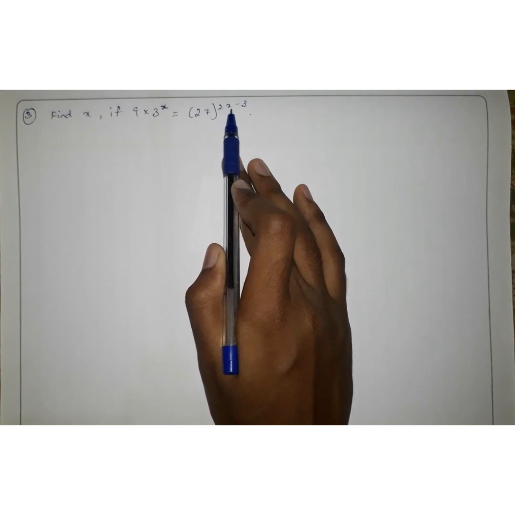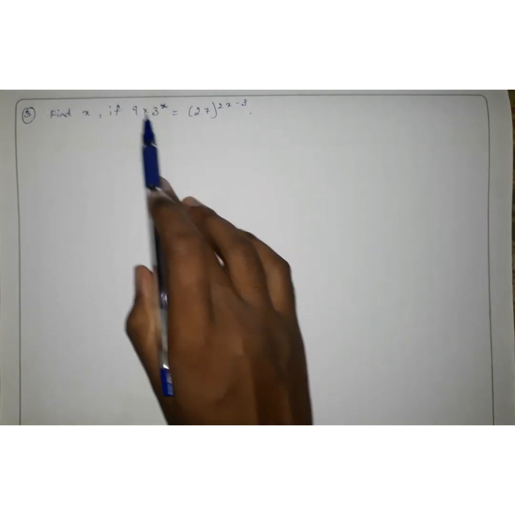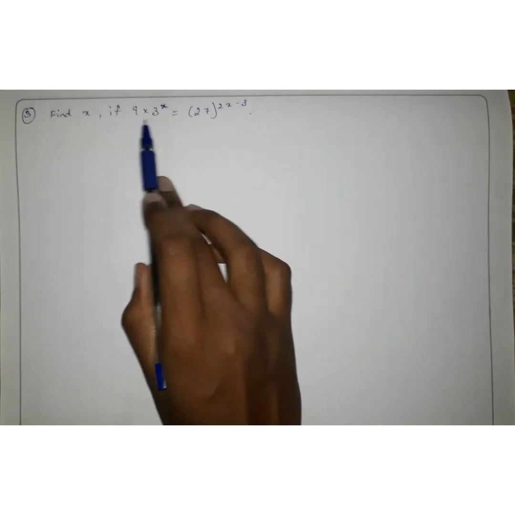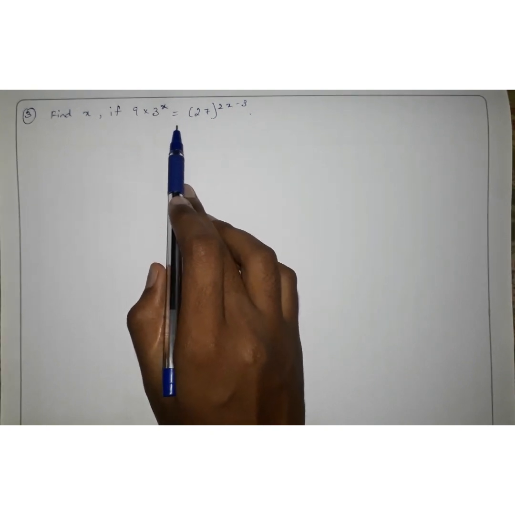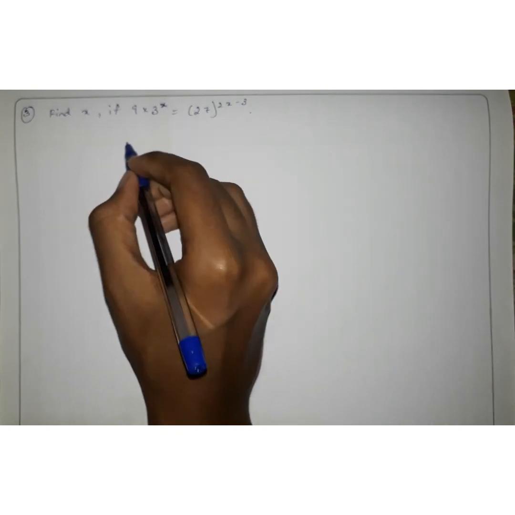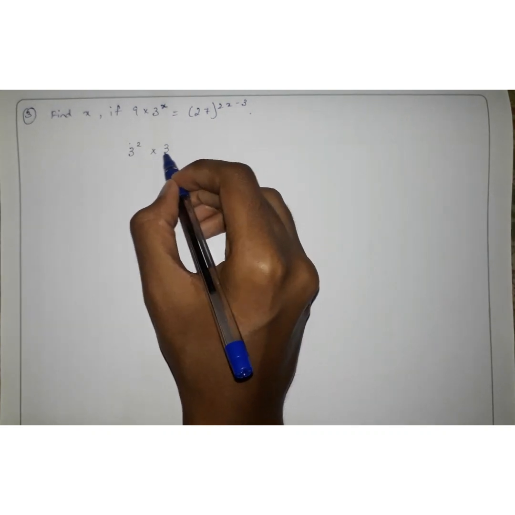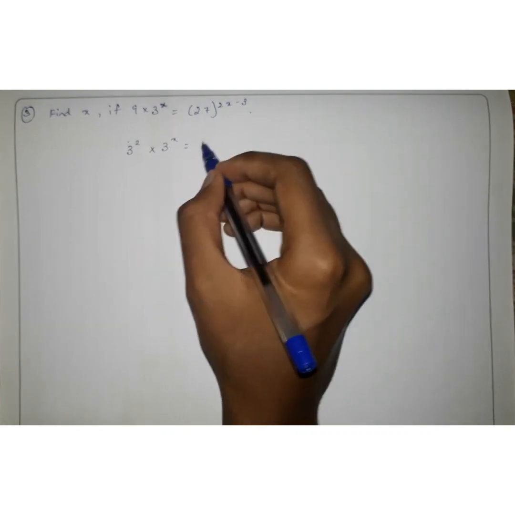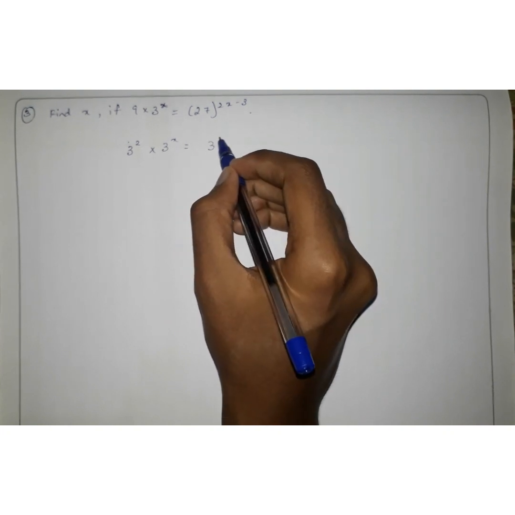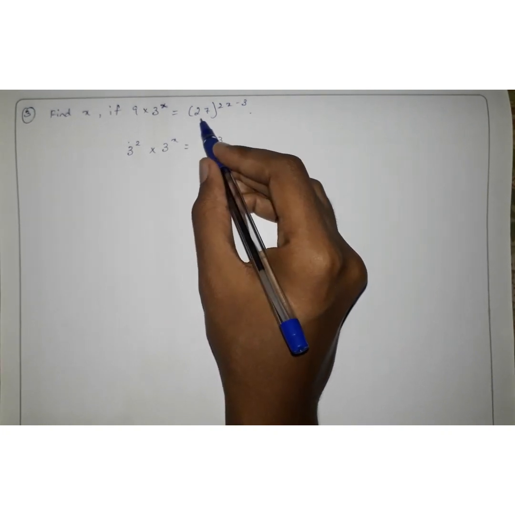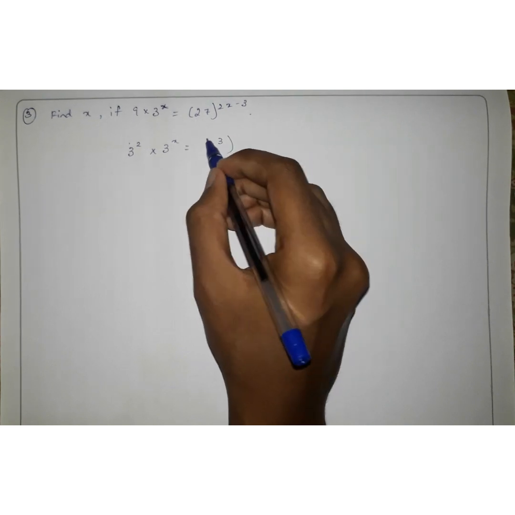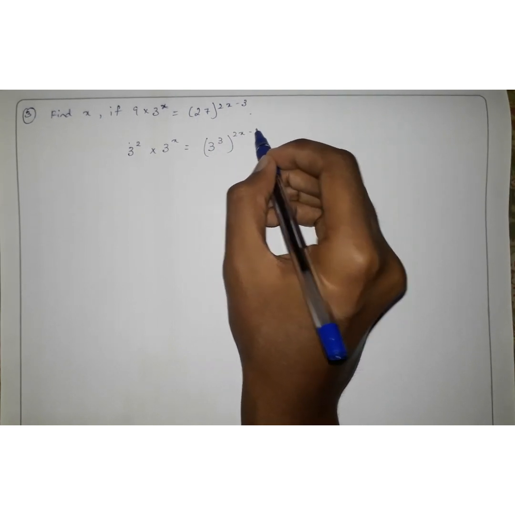And the last question is, find x if 9 into 3 to the power x is equal to 27 to the power 2x minus 3. Now I am going to change all the bases to the same number. I am going to change 9 as 3 square into 3 to the power x as it is. I am going to change this 27 as 3 to the power 3, and 27 to the power 2x minus 3 as it is.